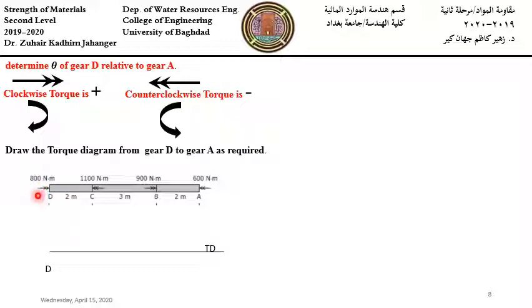We will start with this 800 torque, which is in this direction, which is clockwise, and it is positive. So from D to A, we start from D, it's positive 800. Then from D to C, we don't have anything, we put a horizontal line. At C, we have 1100 Newton meter torque, which is counterclockwise and negative.